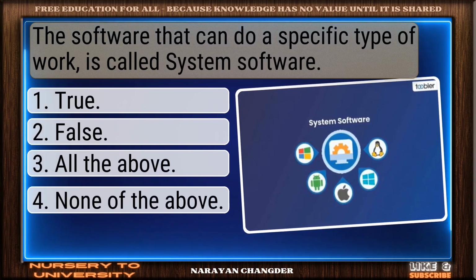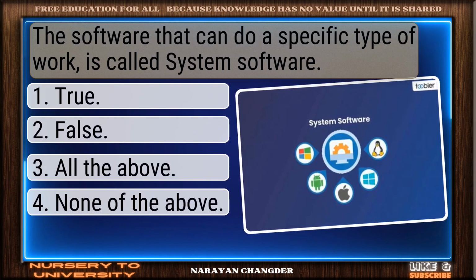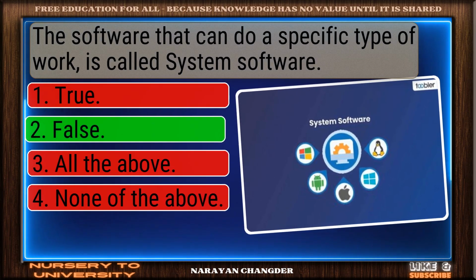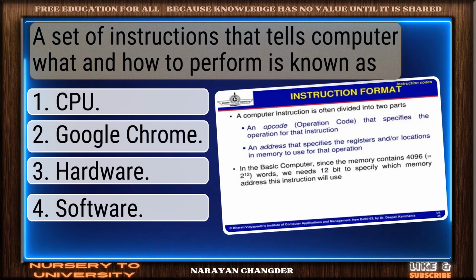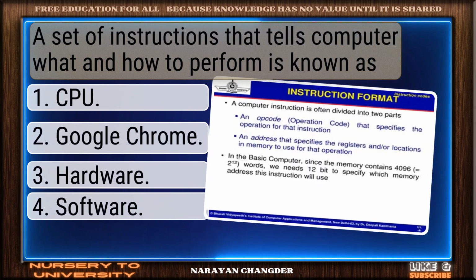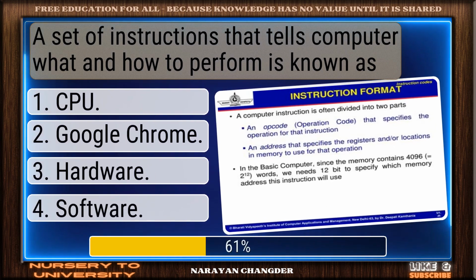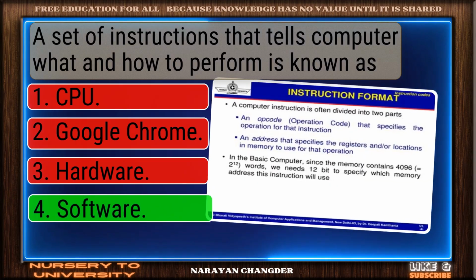The software that can do a specific type of work is called system software. Nice selection. False is the correct and valid answer. A set of instructions that tells the computer what and how to perform is known as. Sharp thinking. Software is the right choice.